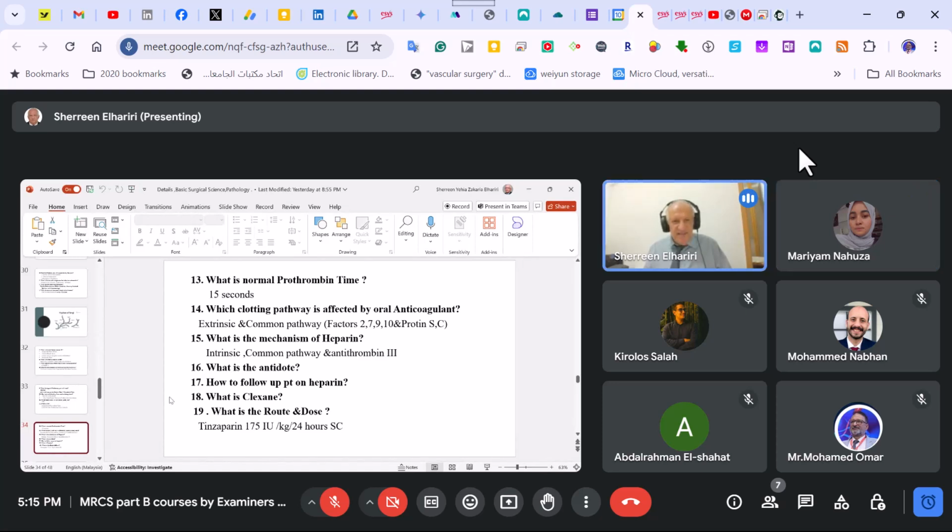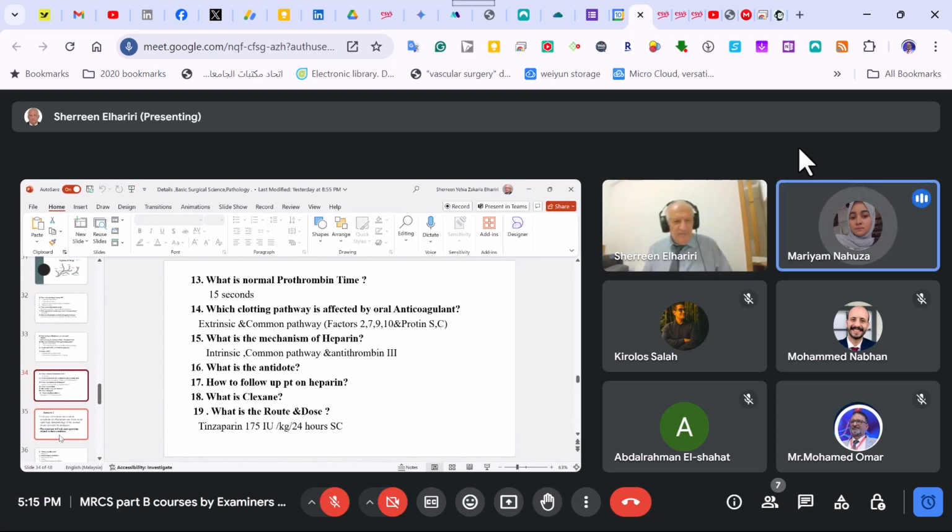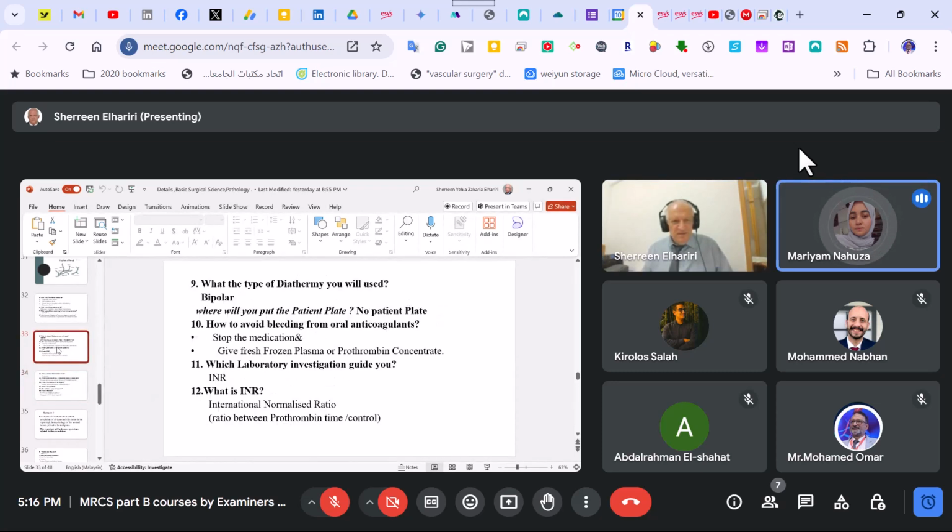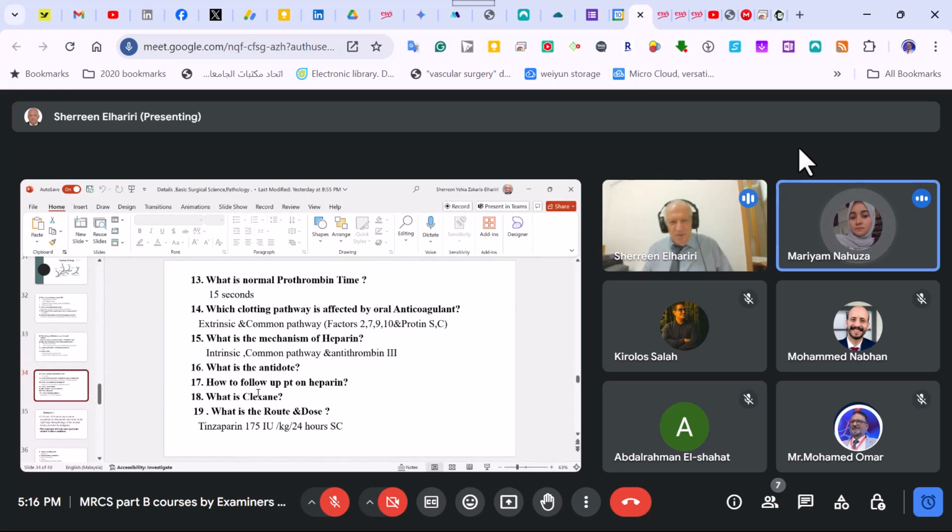Okay. So what is Clexane? Clexane is oral route. Not subcutaneous. Yeah, oral. Clexane is low molecular weight heparin. Okay, low molecular. So what is the route? Subcutaneous, sorry. And what is the dose? So we give around 1 milligram per kilogram body weight. 1 milligram per kg subcutaneous as a prophylaxis per day, and twice per day it is therapeutic.